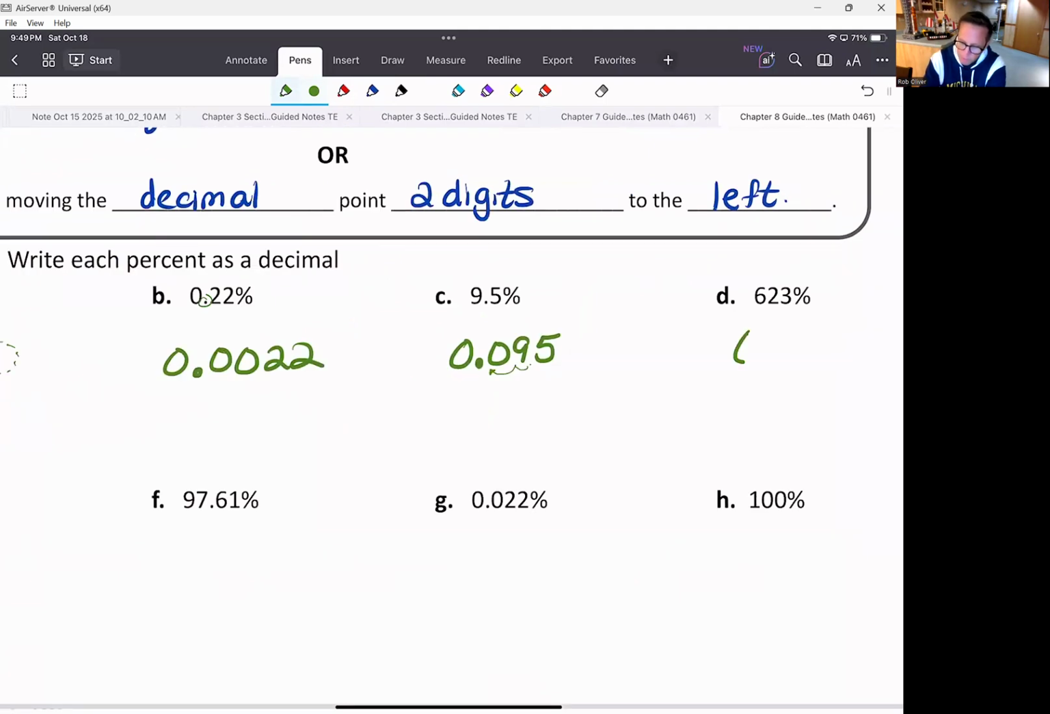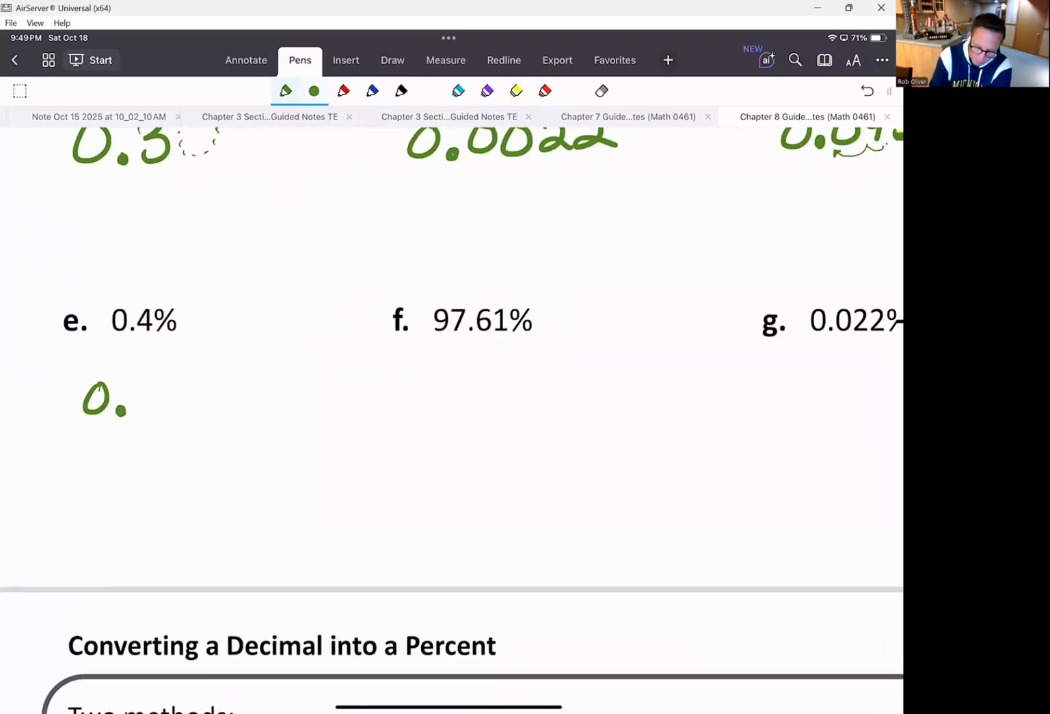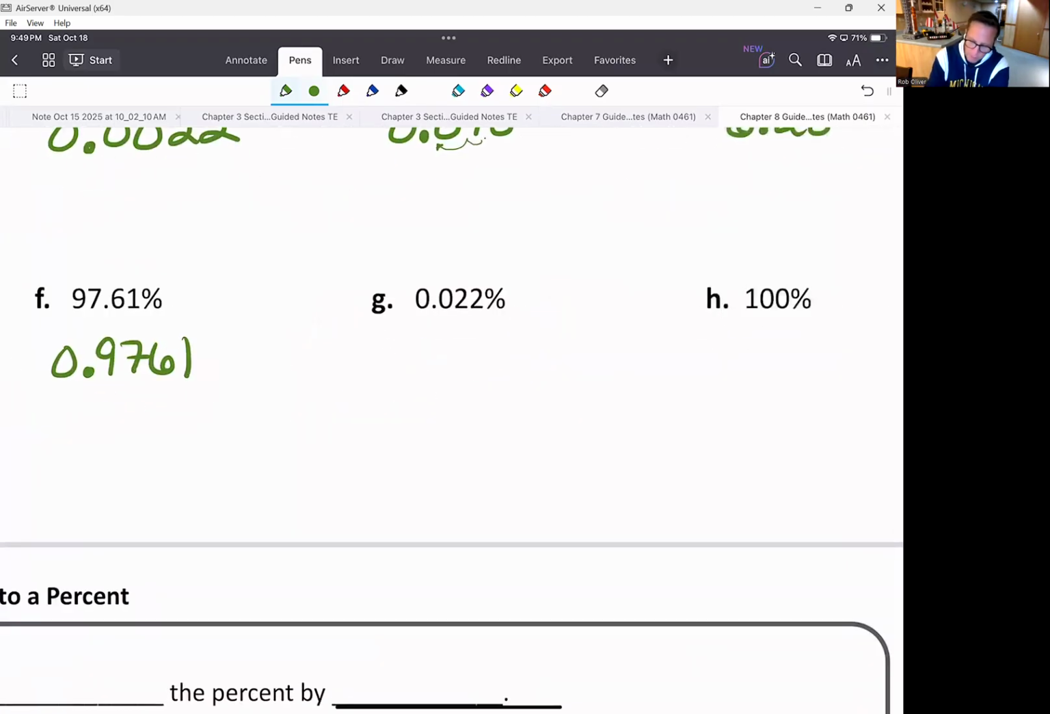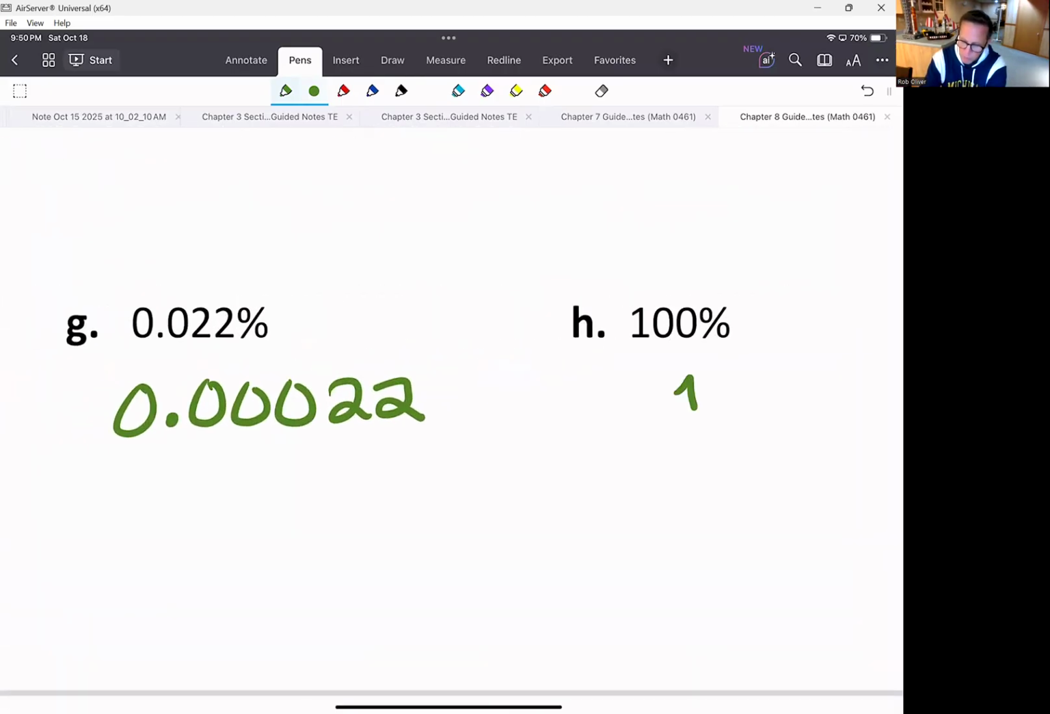This is going to be 6.23. That's what that's going to be right here. We're going to move it over 2 places, 0.004. Right here, this is going to be 0.9761. And this one's going to be 0.00022. And then 100% is just 1. Just 1. The decimal moves over 2 places.